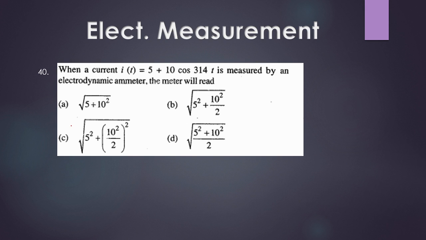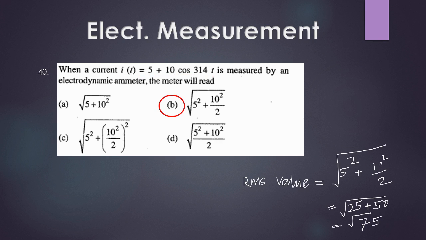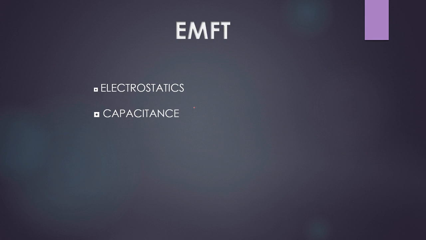Next question, 40th question. When a current i(t) equal to 5 plus 10 cos 314t is measured by an electrodynamic ammeter, the meter will read how much? We know that we have to calculate the RMS value of this current. So RMS value will be root of 5 square plus 10 square by 2, which is 25 plus 50, root over 75. So this is the B option. The options are given as expressions, so B will be the correct expression.